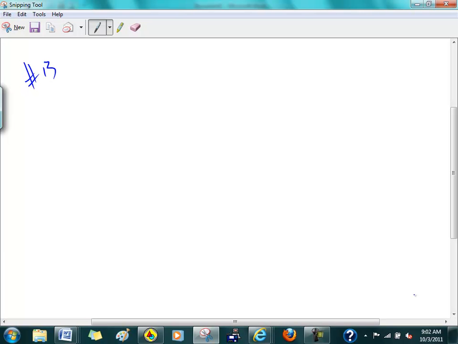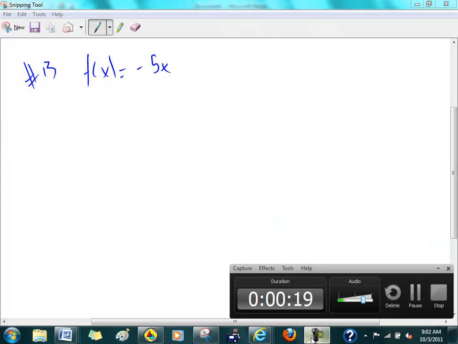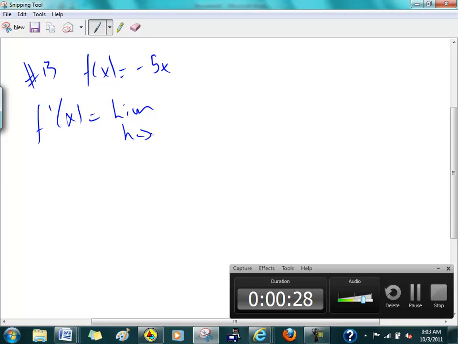What page was that? 104. Find the derivative by the limit process. Okay, so f(x) is equal to minus 5x. What you want to do is always start out with this definition: f prime of x equals the limit as h goes to 0 of f(x plus h) minus f(x).